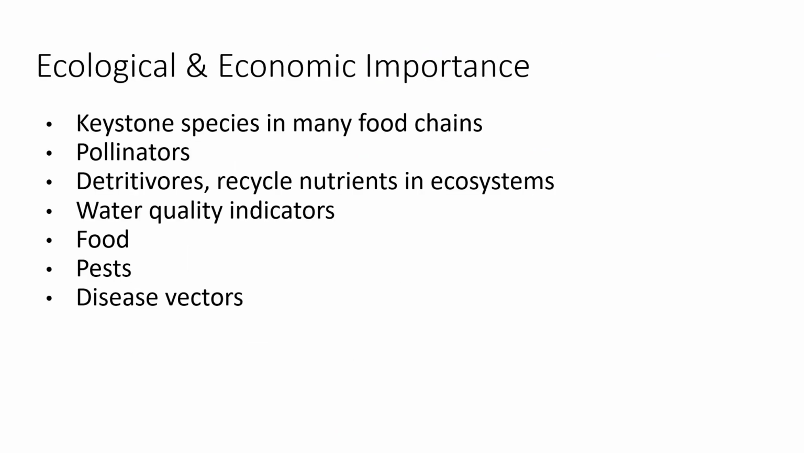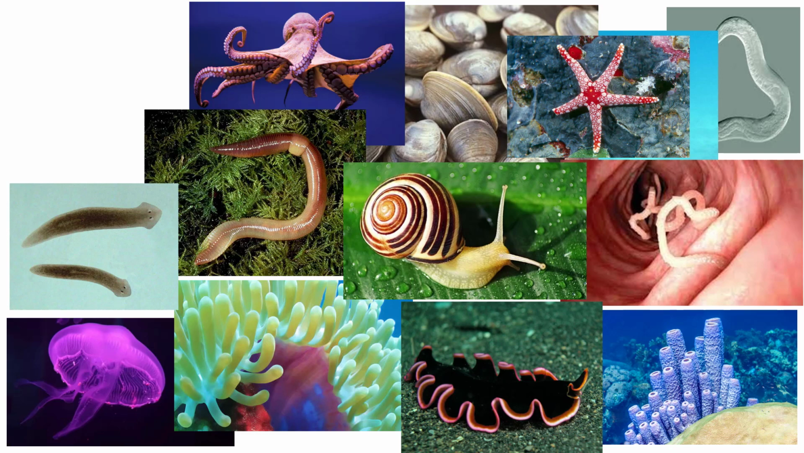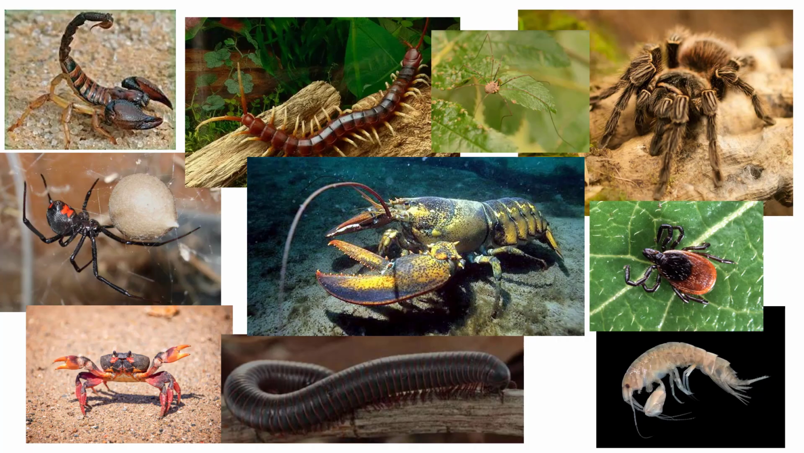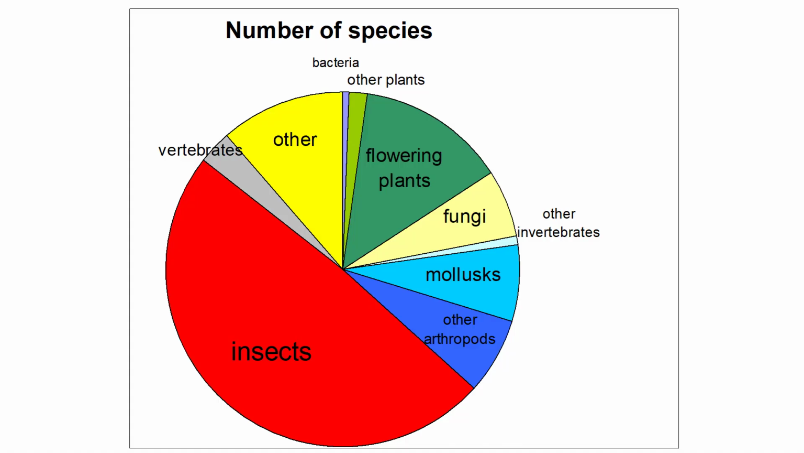So you can see that their ecologic and economic importance is huge. They're keystone species in lots of food chains. They serve as pollinators. They're detritivores, breaking down and recycling nutrients into ecosystems. They're important as water quality indicators depending on what species live in the water. They are food. Many of them are pests. They're disease vectors. It's hard to overstate their ecological and economic importance. So here are just some examples of them. Examples of arthropods.